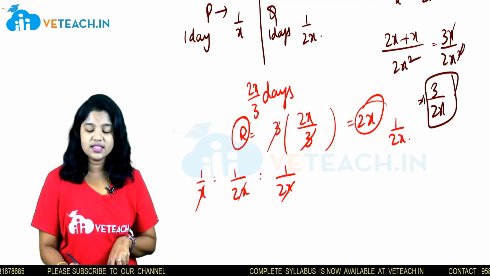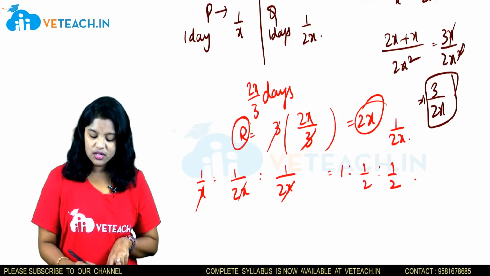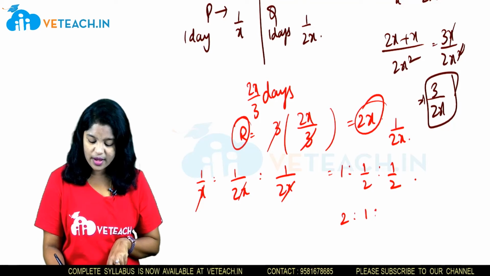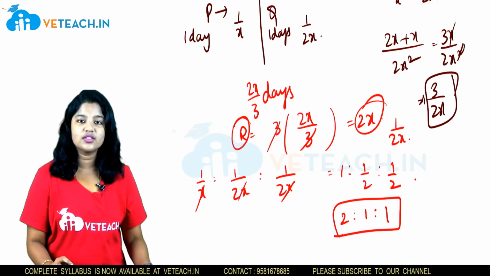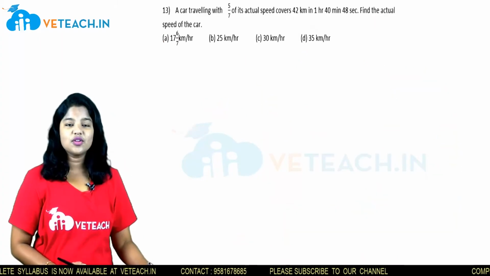x gets cancelled. We will get 1 is to 1 by 2 is to 1 by 2. Now multiply all the three terms with 2. So we will get 2 is to 1 is to 1. So they share their earnings in the ratio of 2 is to 1 is to 1. So option A is our correct answer. So see the next question here.